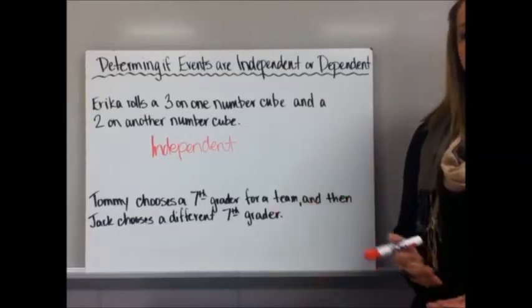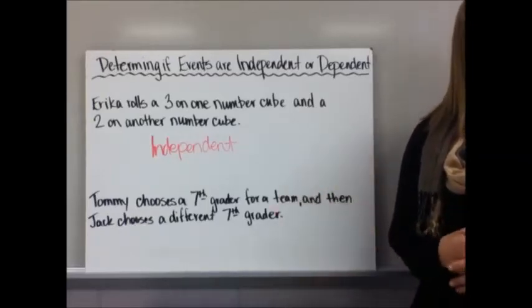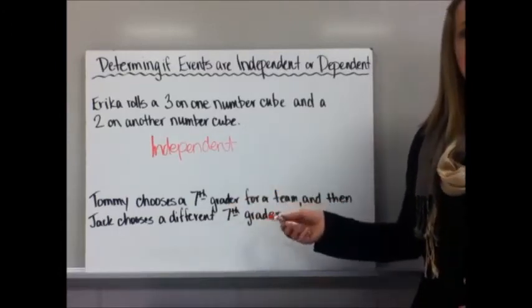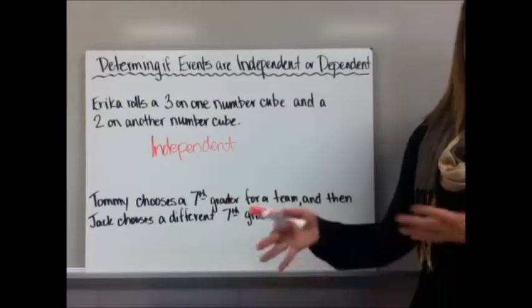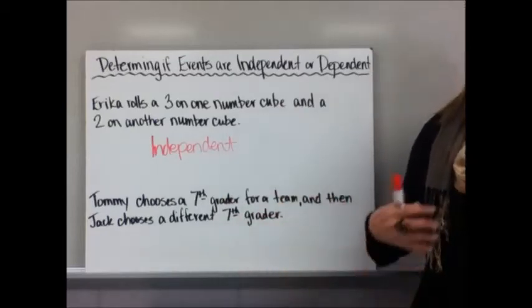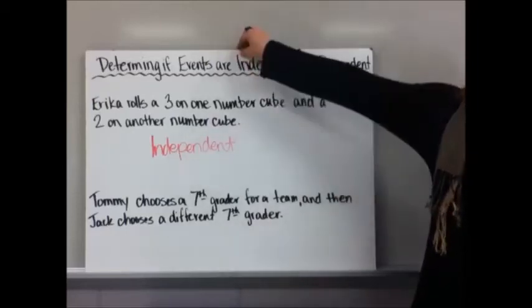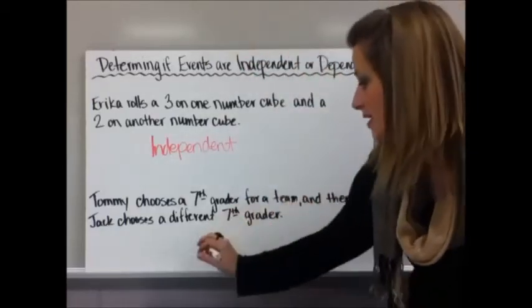With each event, the number of possible outcomes goes down by 1 because Tommy is not going to pick someone for his team and then return that person back. He's not going to do that. He selected that person, and so now the second event has been affected. So the second one is dependent.